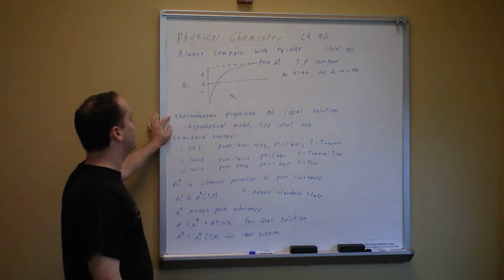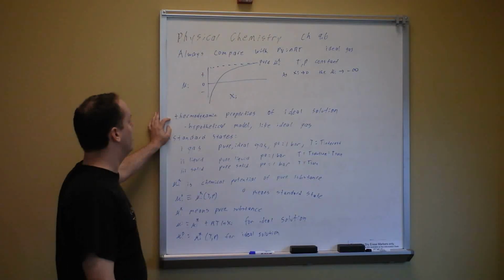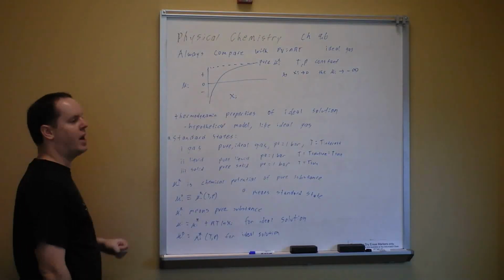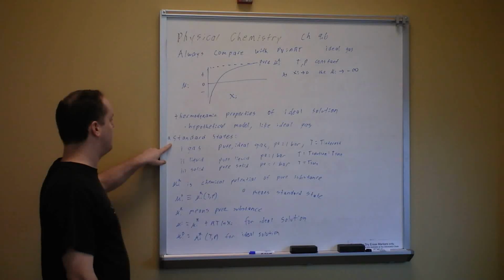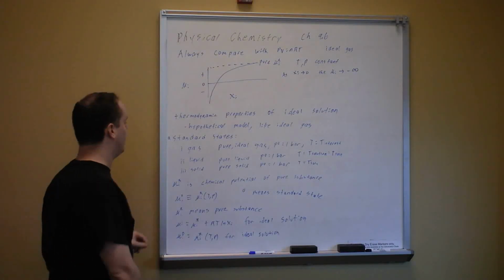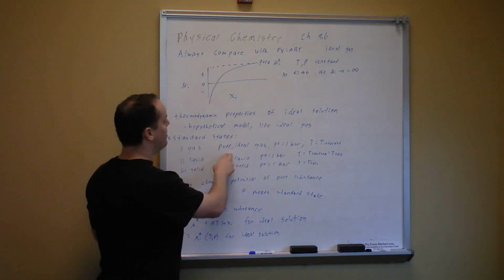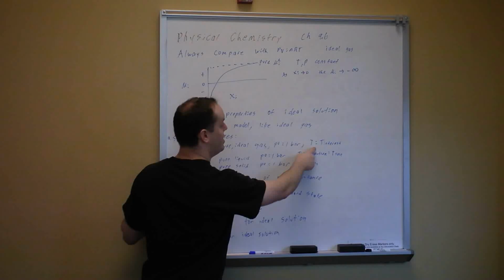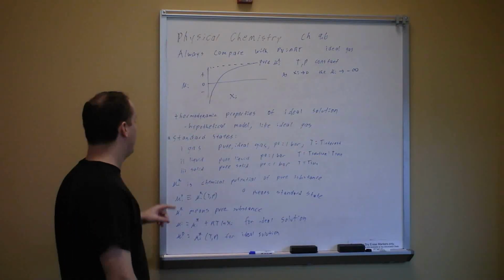Now, let's talk about the thermodynamic properties of an ideal solution. Remember, this is just a hypothetical model like an ideal gas. What's going to happen in real life could be a little bit different. So one, remember what our standard states were. We talked about this in Chapter 5. For a gas, it's a pure ideal gas. P naught equals 1 bar, and T is whatever temperature of interest we have.